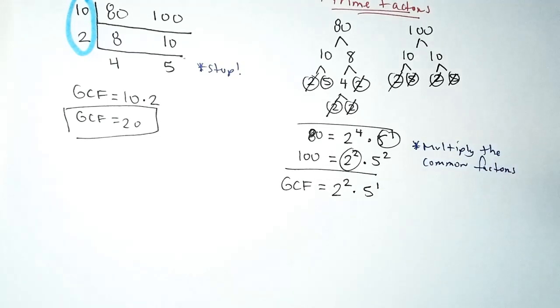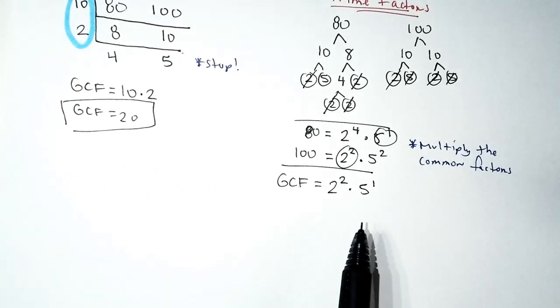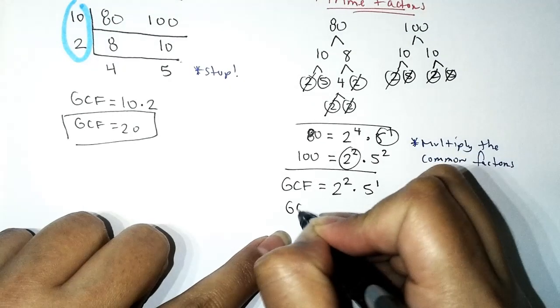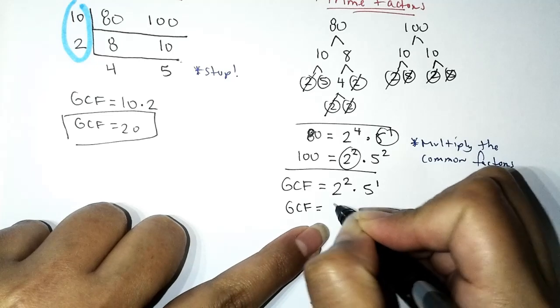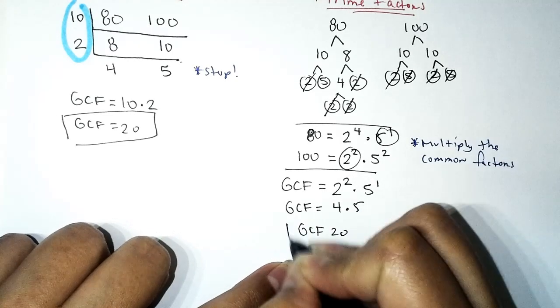I guess I could just say use the smaller exponent. So once we simplify, we already know what the answer is. Once we simplify, we should confirm that the GCF is 20. What is the square of 2? 4. And then the product of 4 and 5 is 20.